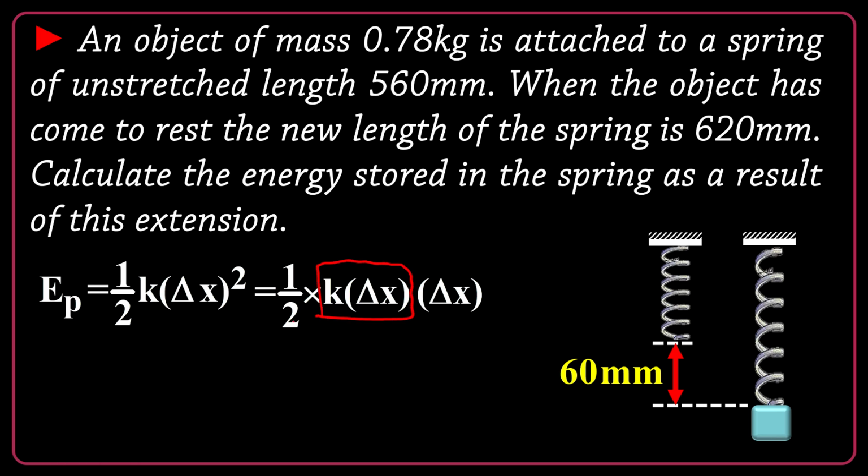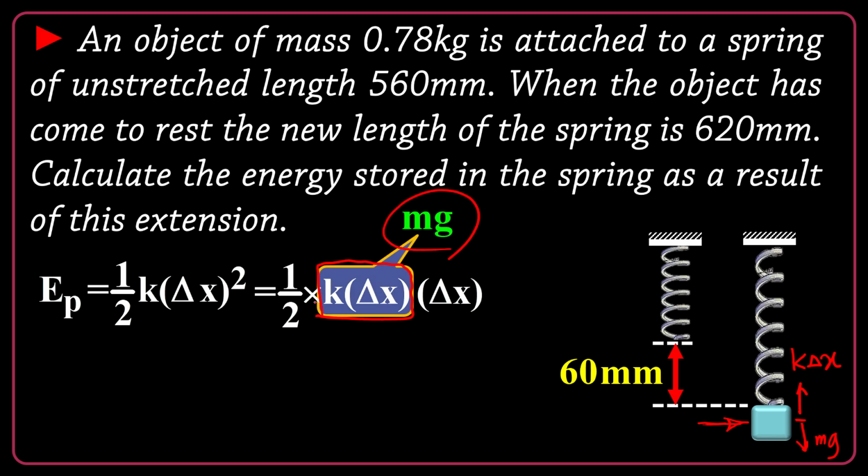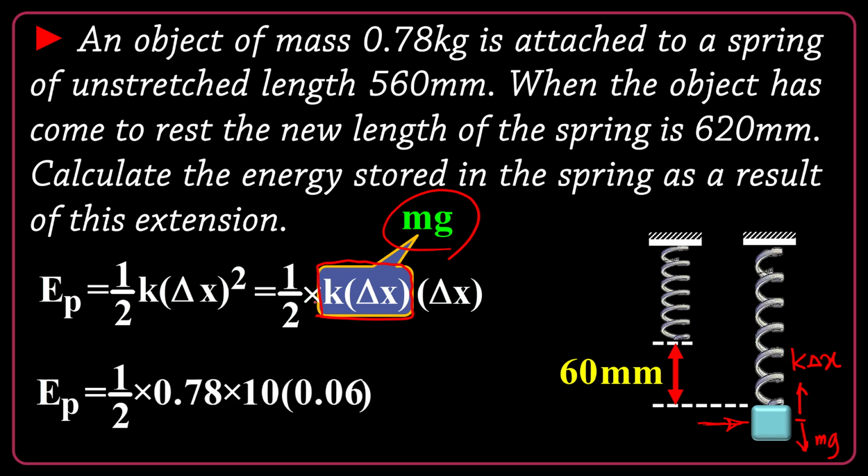K delta x here is exactly mg. Why? At this point, the object is at rest, so it's in equilibrium. The downward force of mg is cancelled by an upward force of K delta x, the spring force, the elastic force. Now they are equal, so instead of K delta x, I can put mg. That's all. I know the mg, so I should easily find the answer.